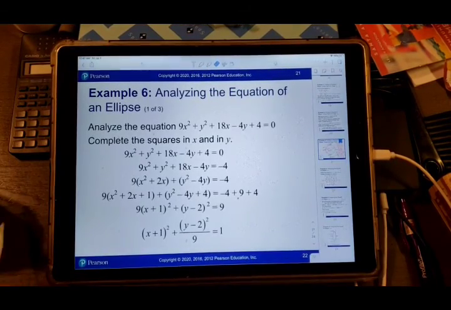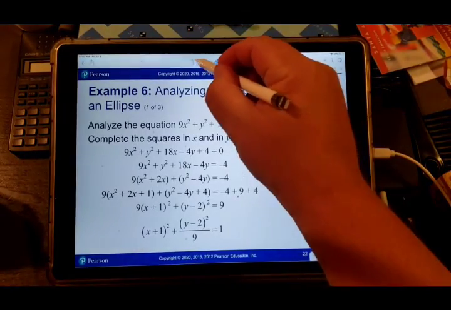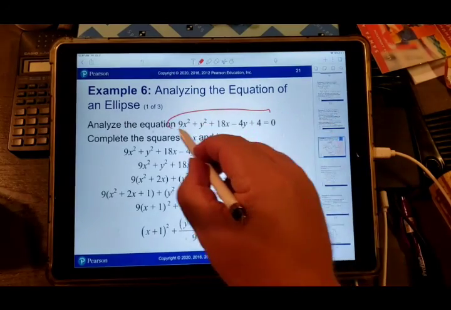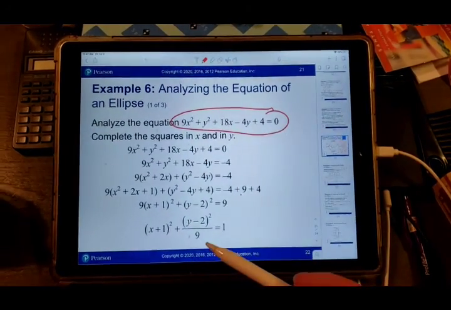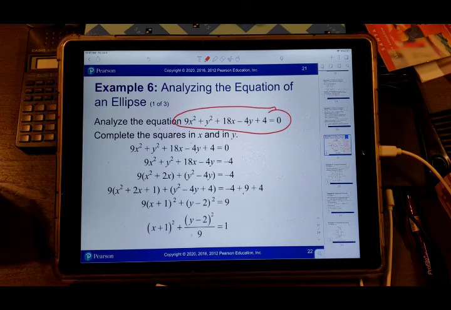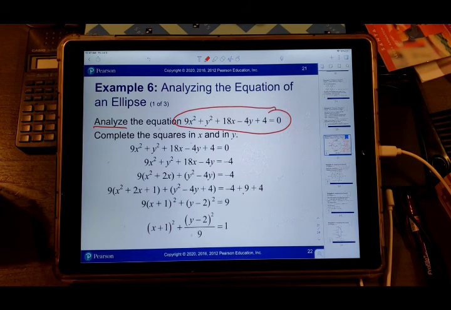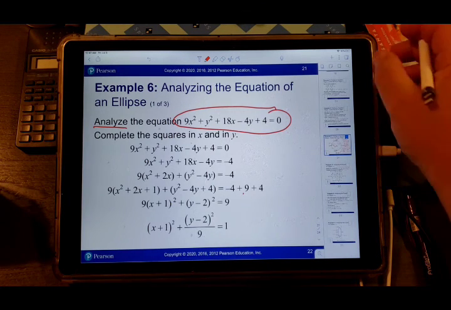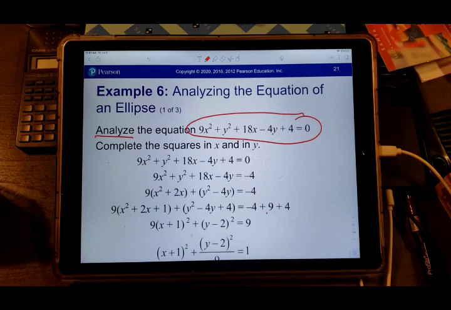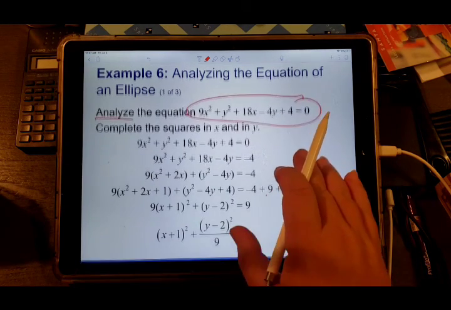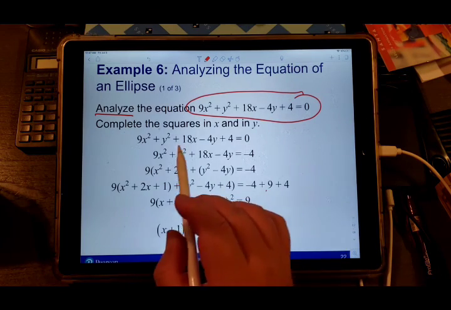All right, so example 6, we are given this. Now, the instructions are so unclear. It does this on his examples where there's not really any instruction other than to analyze something. But at the very least, we want to graph it, and we want to answer any questions related to the graph. So the process, we've kind of seen this before.